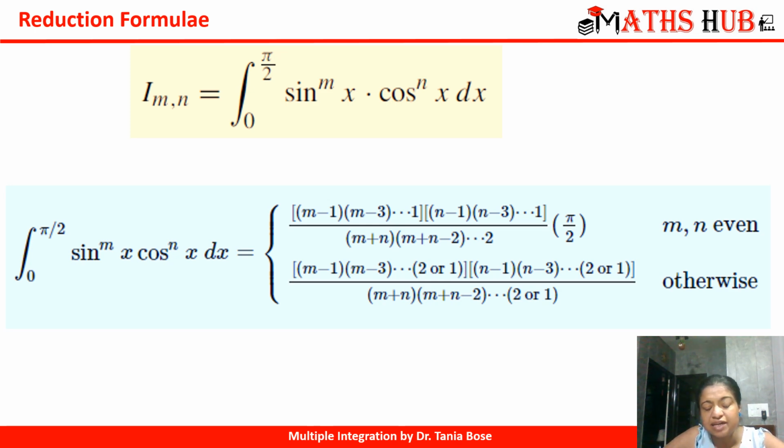So it is m plus n minus 2, m plus n minus 4, and so on, until we get 0 or a negative number. The moment you receive a 0 or a negative number, you stop there, right? So if both the exponents are even, only then multiply by pi by 2. Otherwise, there is no need to multiply by pi by 2, right? Okay.